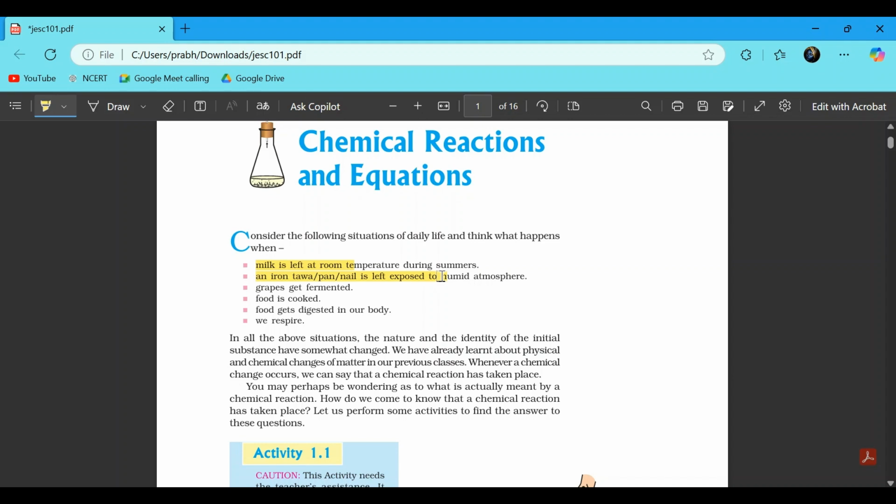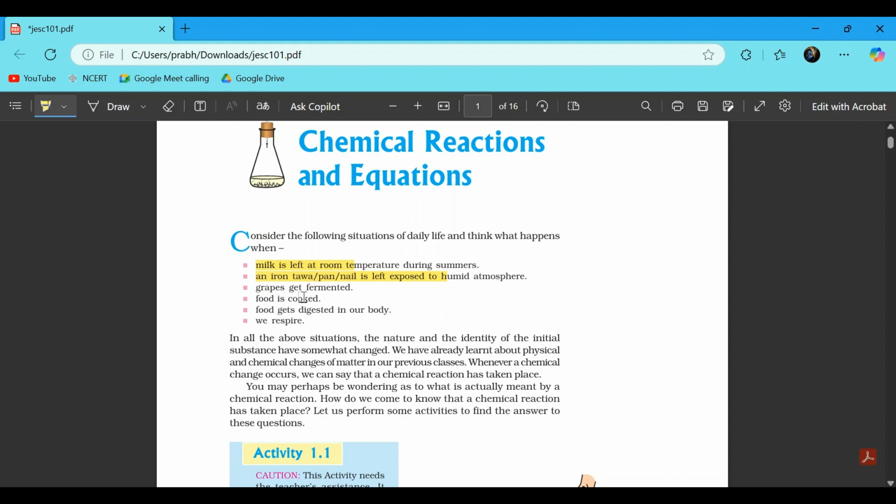When you go to a marriage party, you see they have lots of iron utensils, and in between you can see some brownish patches. This is due to the reactions that have taken place because of humidity, because of water left out. Grapes get fermented, food is cooked, food gets digested in our body, and we respire. These all are chemical changes.